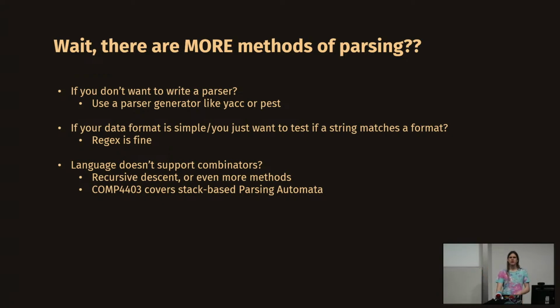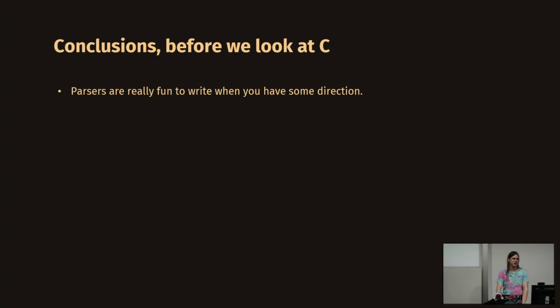Comp 4403 covers some other methods of parsing. Recursive descent is not the only one. And actually the recursive descent that we've done is backtracking recursive descent. You also have, for example, single symbol lookahead and other things, but there's no time. I've said no time so many times. So before we look at C, not in depth, just to sort of laugh at the terrible implementation of combinators that I did, here's my conclusion.